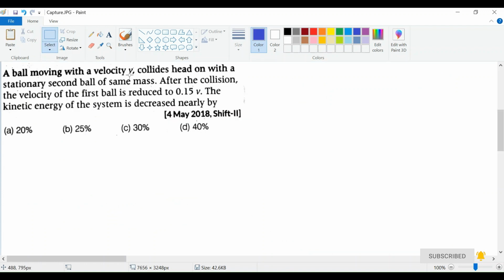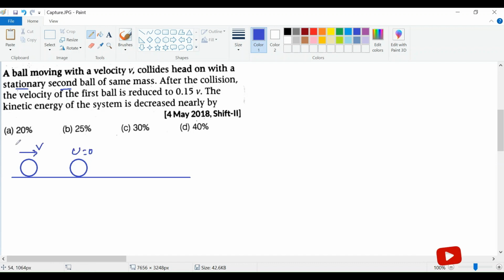A ball moving with velocity V collides head on with another ball which is stationary. So there are two balls. The first one is moving with velocity V, the second one is at rest. So this is your U1 initial velocity, U2 is 0. Both have the same mass, this is M, this is also M.